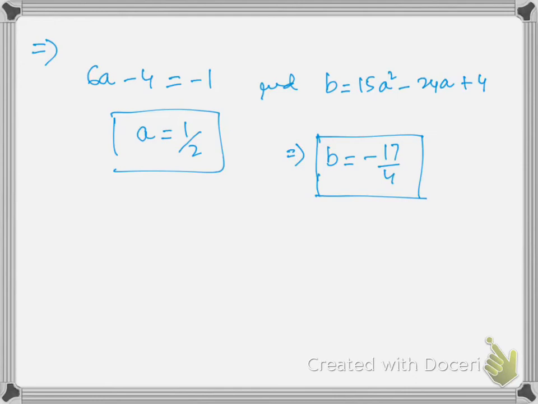This is I compared coefficients of x on both sides, and this is I compared coefficients of x power 2 on both sides. So the answer of a is half and the answer of b is minus 17 upon 4. So we have done this type 6 question. Now I will discuss the last type in the next lecture, inshallah.